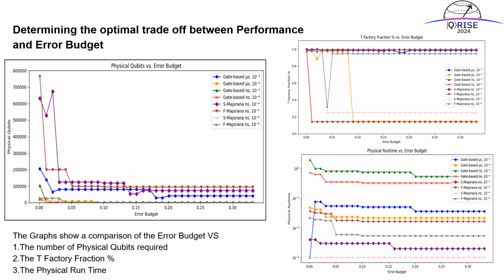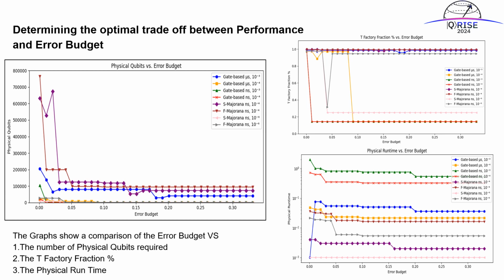We ran a test comparison for the jobs, comparing the number of physical qubits, the physical runtime, the T-factory fraction percentage, as well as additional parameters, all against a range of error rates. Our results not only confirmed that the gate-based ion quantum computer with the surface code quantum error correction scheme is the best set of parameters to run our algorithm on, it also showed us that we can actually reduce our error budget from 33.3% to just above 9% and still achieve similar output results.